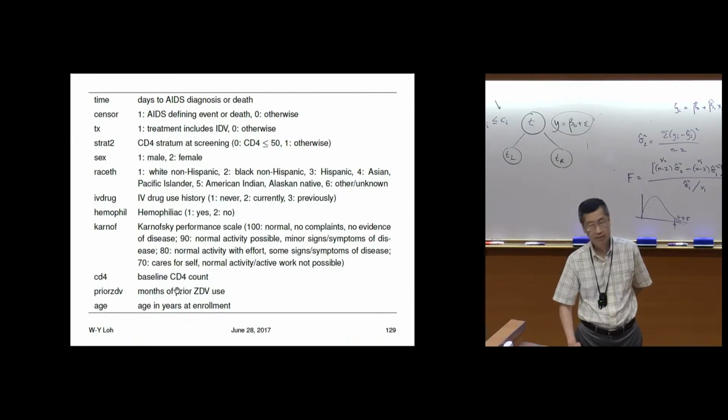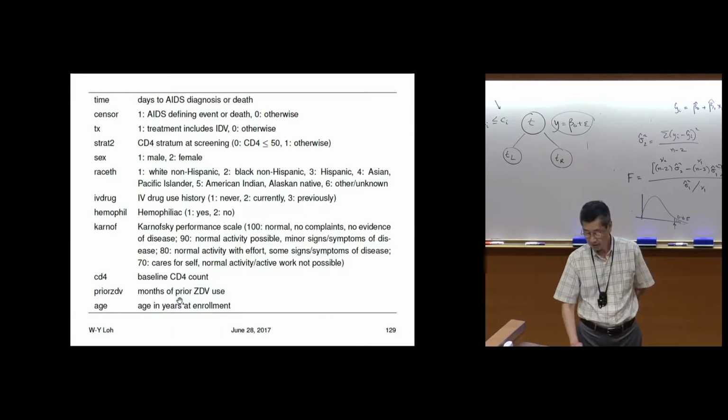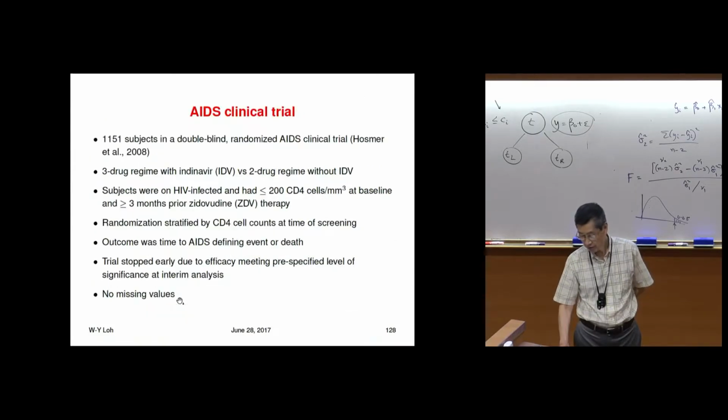CD4 is the baseline CD4 cell count upon entry. This is prior treatment with ZDV, another drug, because you have to account for that, right? I mean, if you have patients that have, where was that prior?